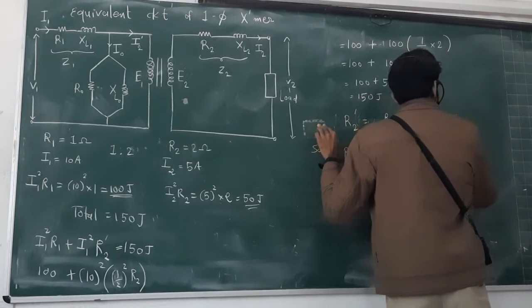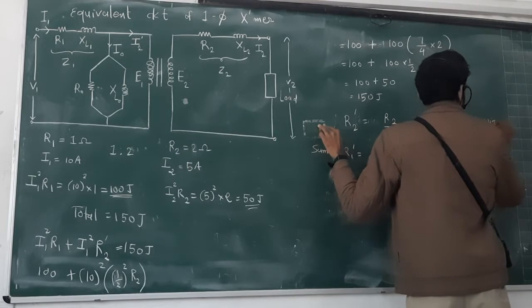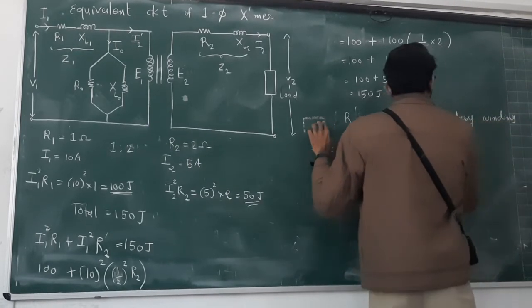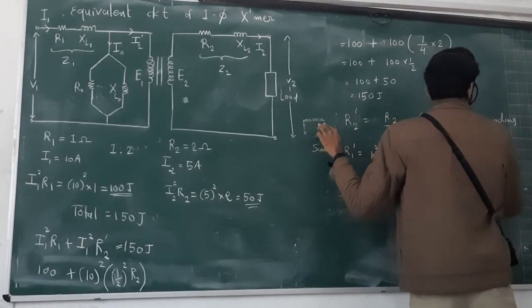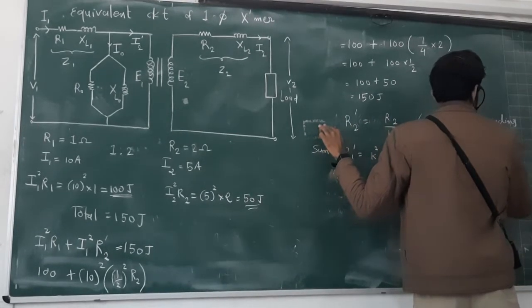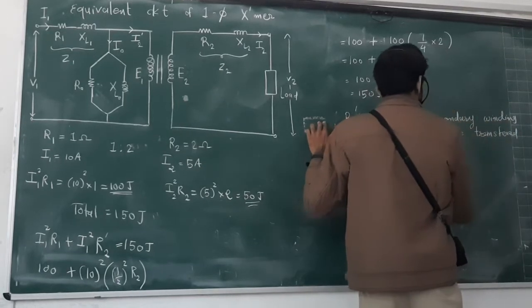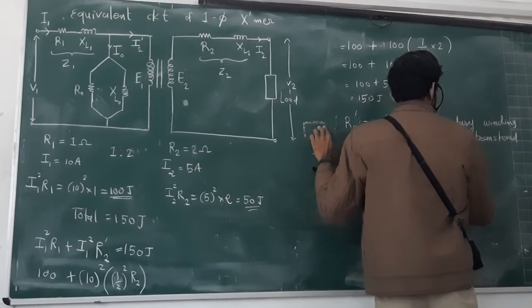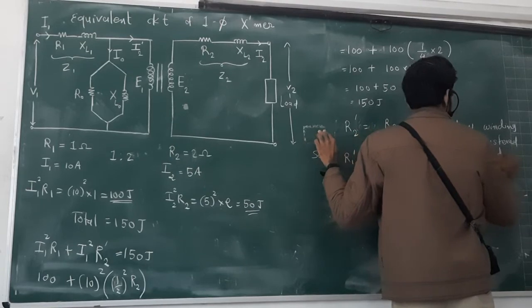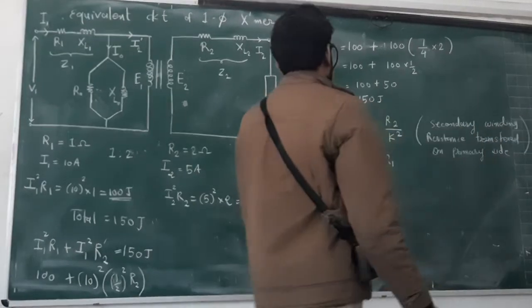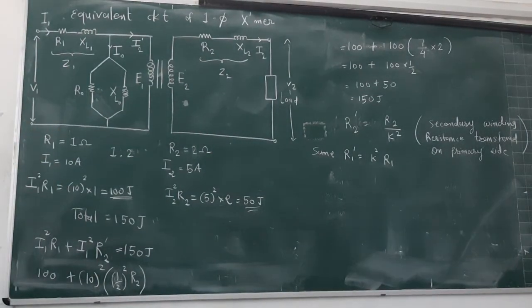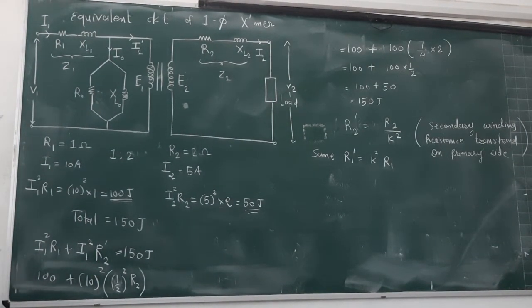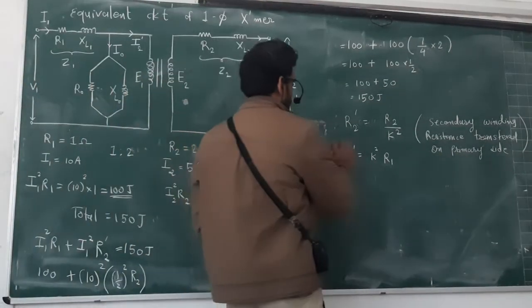Secondary winding resistance transferred on primary side. Secondary side resistance which is transferred on primary side. That is the meaning of R2 dash. Same here, R1 dash.